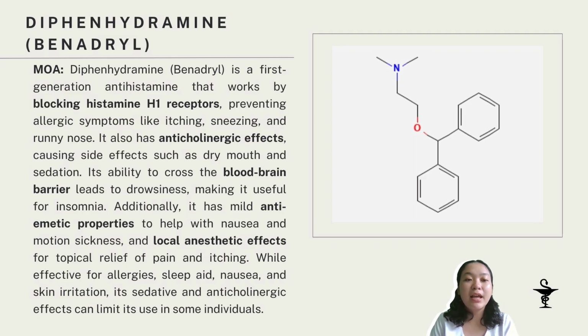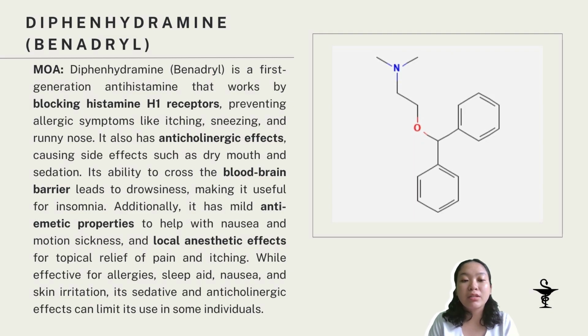First, we have diphenhydramine, also known as Benadryl. So, diphenhydramine, Benadryl, is a first-generation antihistamine that works by blocking histamine H1 receptors. So, it prevents allergic symptoms like itching, sneezing, and runny nose. It also has anticholinergic effects, causing side effects such as dry mouth and sedation.